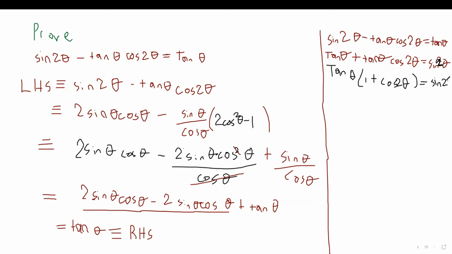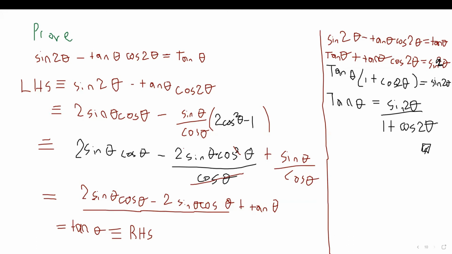So now I can divide both sides by 1 plus cos 2 theta to get that tan theta, the expression for tan theta, is equal to sine 2 theta over 1 plus cos 2 theta. Easy. That's the 2 marks right there.